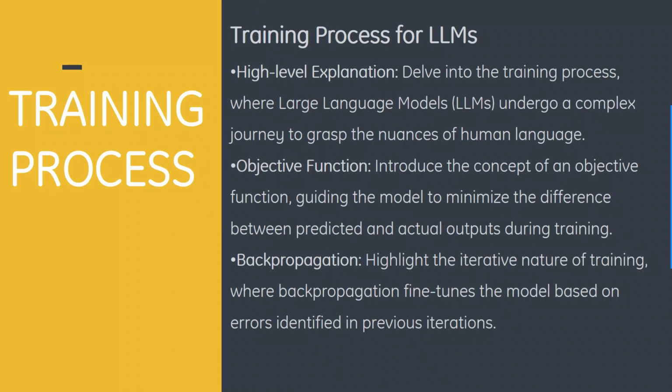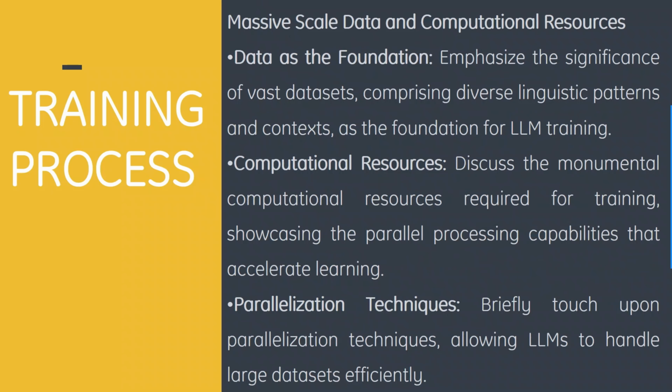Next, we have the training process for LLMs. Firstly, a high level explanation: delve into the training process where large language models undergo a complex journey to grasp the nuances of human language. Then we have the objective function: introduce the concept of an objective function, guiding the model to minimize the difference between predicted and actual outputs during training. Then we have backpropagation, highlighting the iterative nature of training, where backpropagation fine tunes the model based on errors identified in previous iterations.